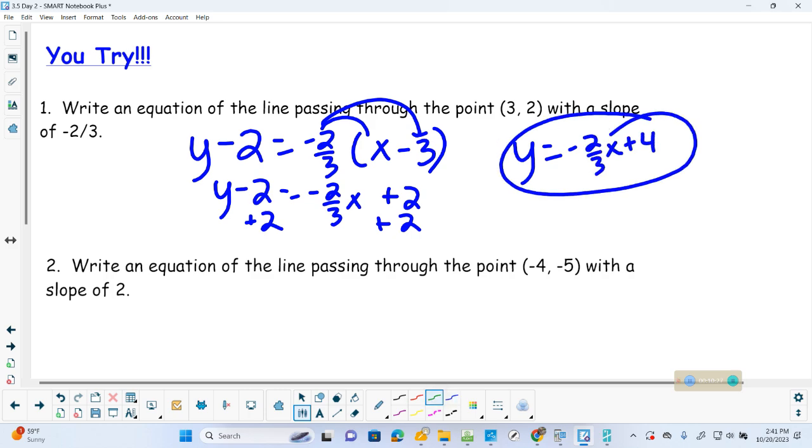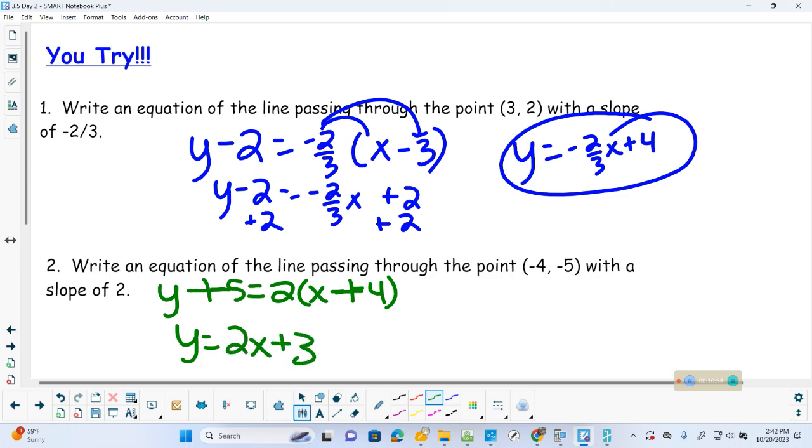Now obviously the second one here on the screen is easier because your slope's a nice whole number. But as always, quick question for you, is negative 4, negative 5 the y-intercept? No, so I'm back to this. Y minus the y, x minus the x. What did you get for a final answer here? 2x plus 3. Perfect. Any questions on that one?